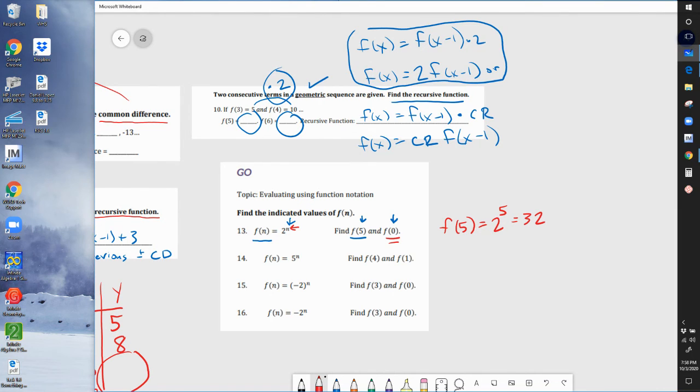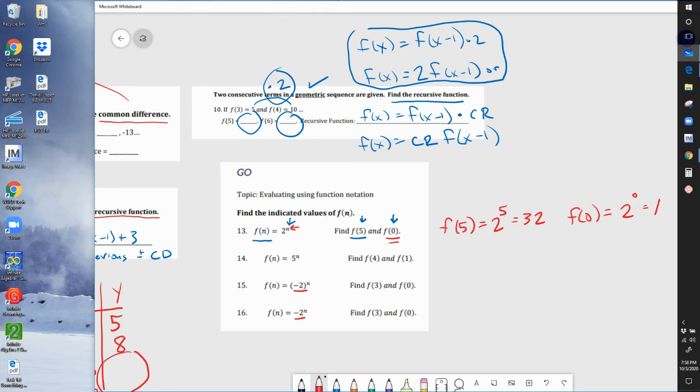If we did this one, f of 0, so f of 0 equals 2 to the 0. And anything to the 0th power is 1, not 0. All right, that's how you do all of them. 15 and 16, you may get a little bit of trouble here. So be careful on this one.